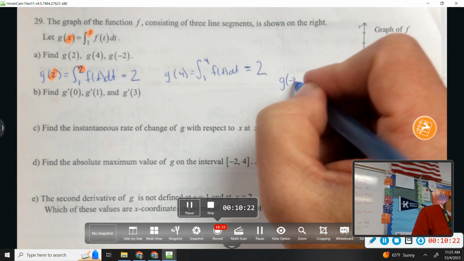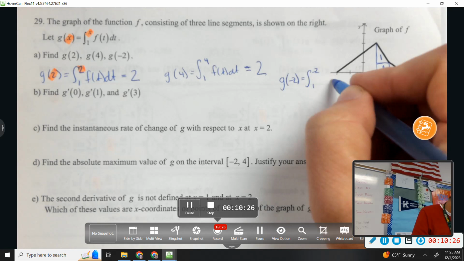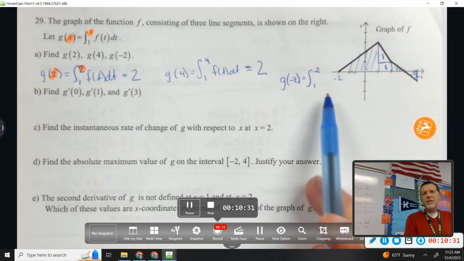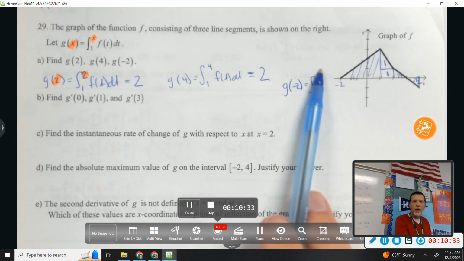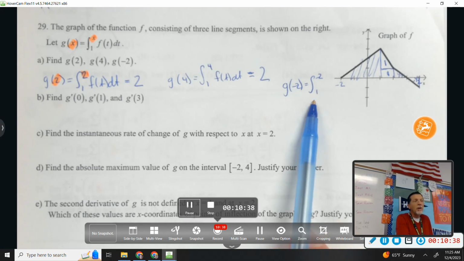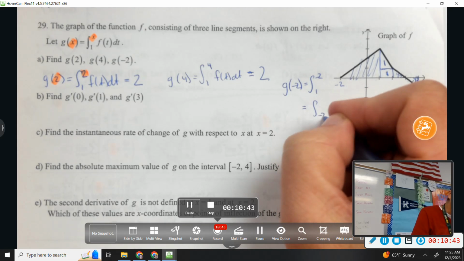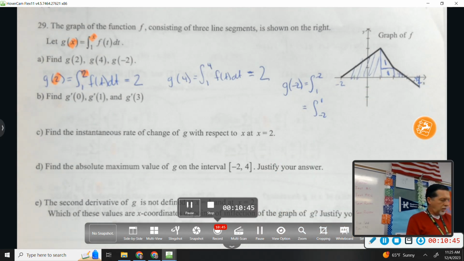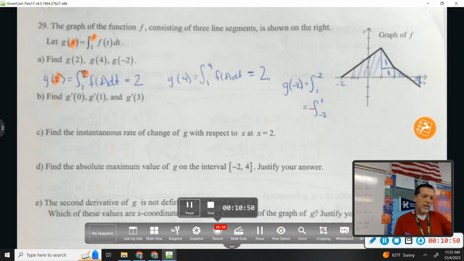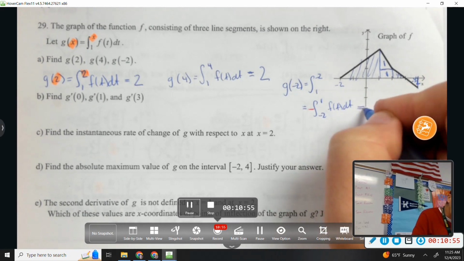And then lastly, g of negative 2. What's not right, or what feels weird about what I wrote here? I need to swap it. I mean, I didn't write it backwards. I wrote what I'm supposed to write. But if I want to find the area, I need to go from negative 2 to 1. And the price for doing that is to put a negative out front. So, small, worthy price to pay there.